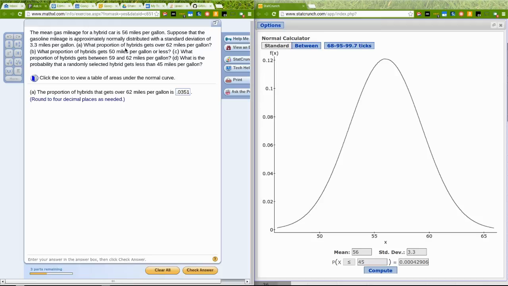So we've got a couple of questions to answer about the hybrid car. Like what proportion of hybrids get over 62 miles per gallon, and what proportion of hybrids get 50 miles per gallon or less. Now you can go to the tables in the back of the book, or you could use something like a TI-83. One thing that's really helpful though is to use StatCrunch. I've done some videos on that before. What I want to show you is how to get there.